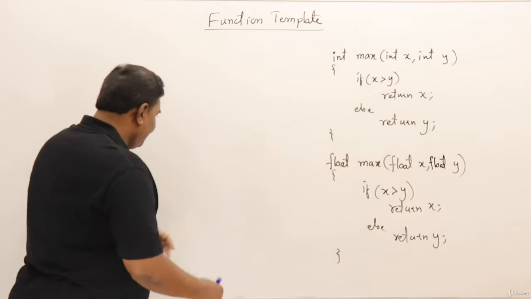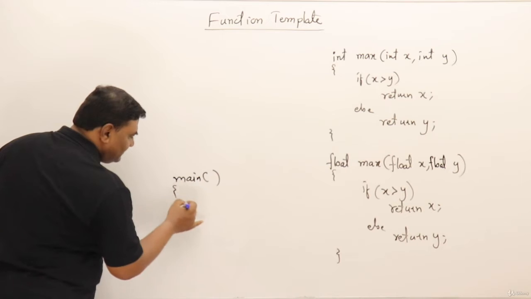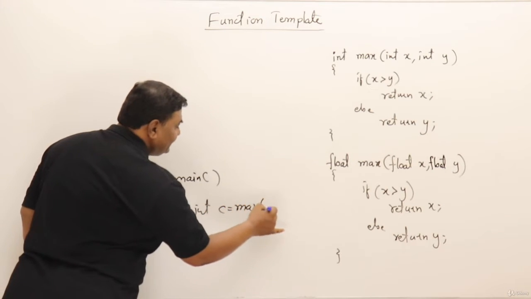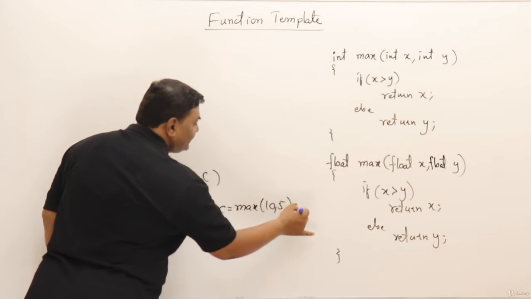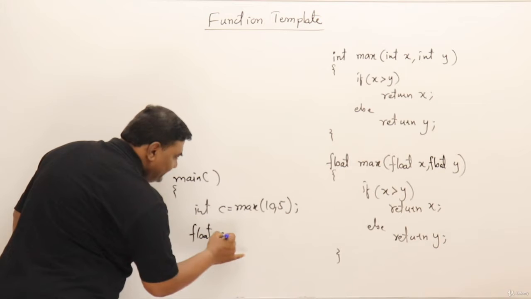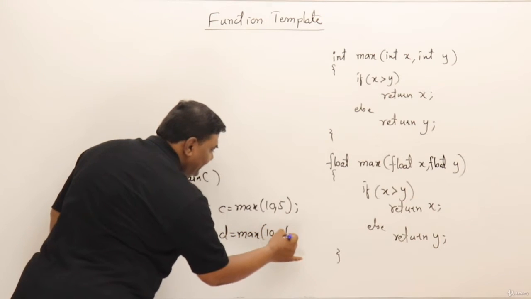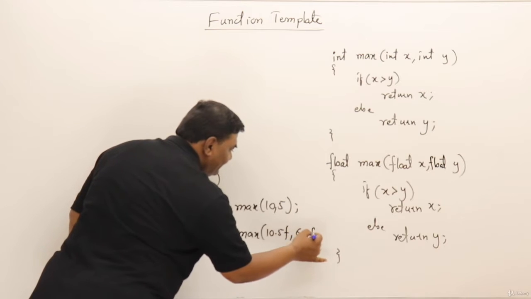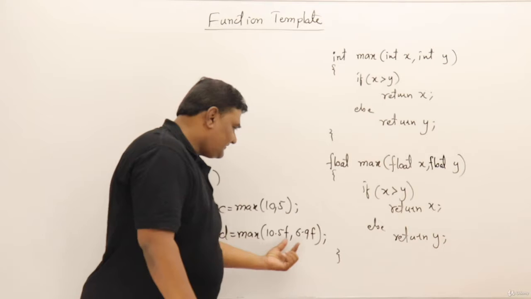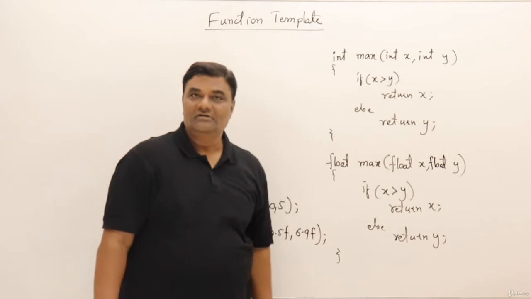So from the main function, if I call integer C assign max of 10, 5, then the first function will be called. And float D assign max, if I say 10.5f, 6.9f, then the second function will be called. Depending on the parameters, these are float values, so this function will be called. These are integer values, so this function will be called.